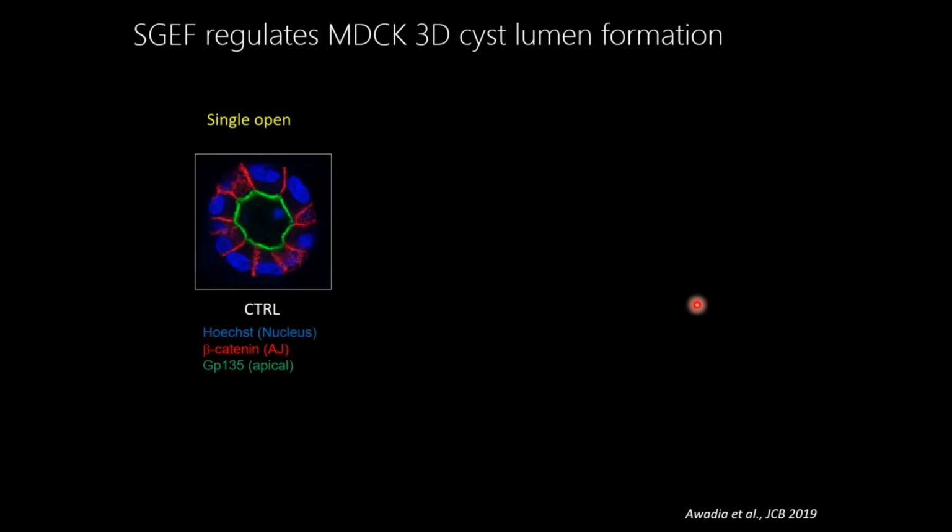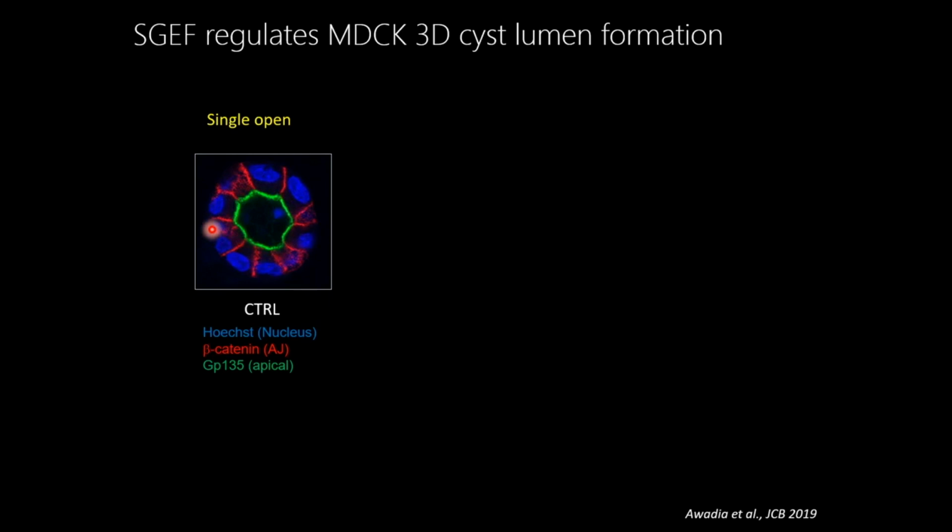We can very nicely recreate this in our lab. We can see, for example, in control cells, we make these very nice cysts. If we stain for a marker of the apical membrane, it's very nicely localized in the center of the cyst. We can stain for beta-catenin in this case. Here in junctions, you can see the junctions between cells. So it's a very nice model to study this.